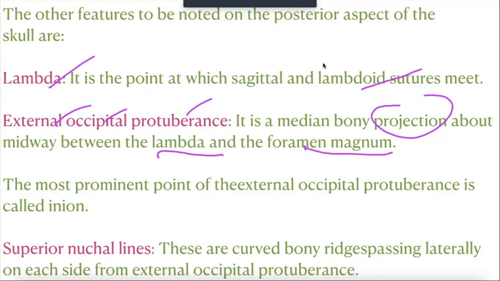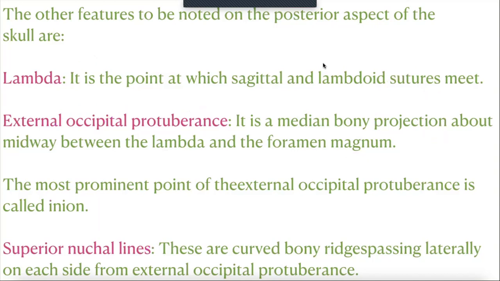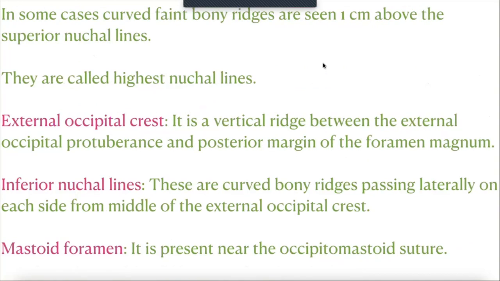And there are the superior nuchal lines. They are curved bony ridges passing laterally on each side from the external occipital protuberance. In some cases, curved faint bony ridges are seen above the superior nuchal lines. They are called the highest superior nuchal lines.